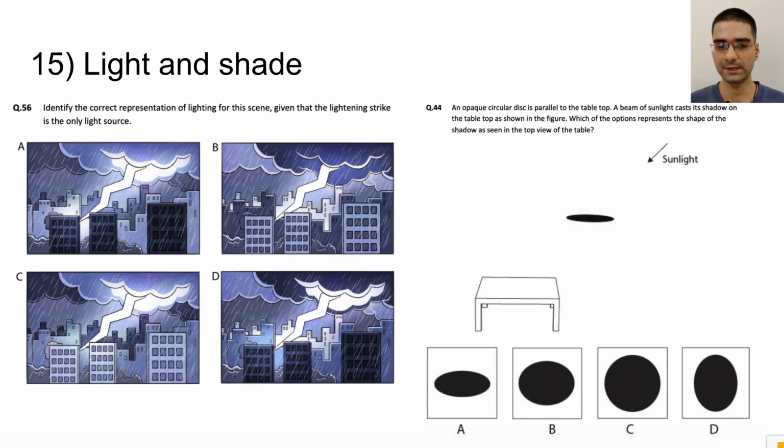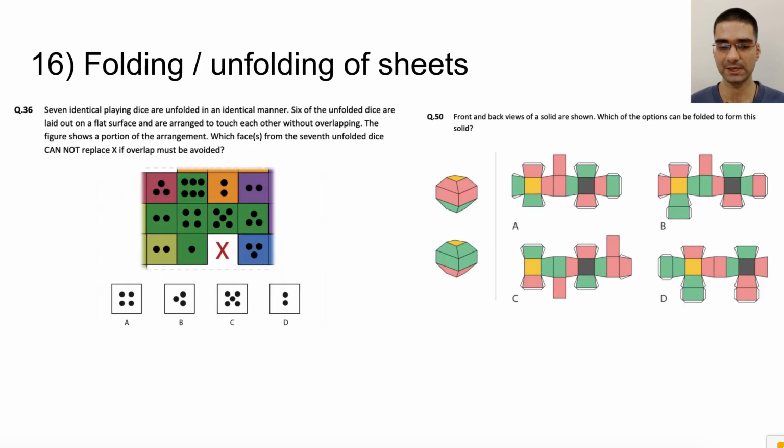The 15th one, the second last, is light and shade. For example, they have shown a single source of light over here, which is lightning, and how it will illuminate the buildings in a city. Similarly, they have asked that there is a circular opaque disc suspended in the air and sunlight is falling from here. This is a point source and therefore it will cast a shadow on this table. So what will be the shape of the shadow? This requires knowledge of both light and shade as well as perspective.